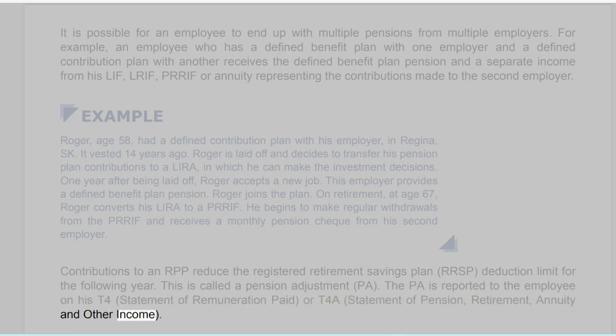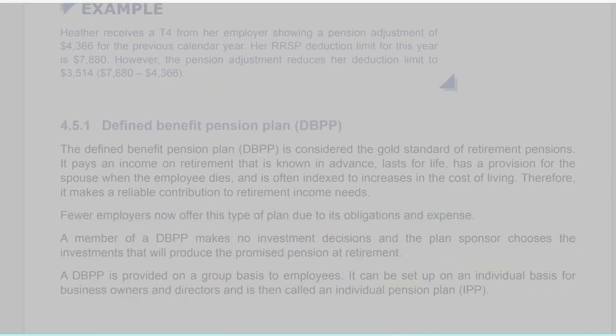Retirement, Annuity and Other Income. Example: Heather receives a T4 from her employer showing a pension adjustment of $4,366 for the previous calendar year. Her RRSP deduction limit for this year is $7,880. However, the pension adjustment reduces her deduction limit to $3,514, from $7,880 to $4,366.